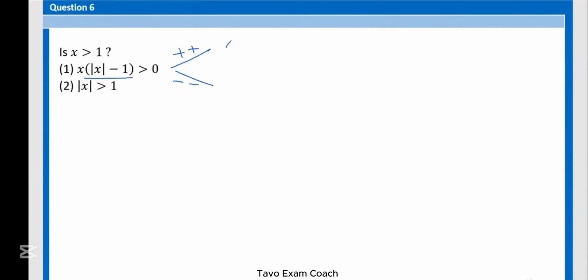So in the first case, considering x were greater than 0 and the absolute value of x minus 1 also greater than 0, this would simply mean that the absolute value of x is greater than 1, and because we are assuming x is positive, the absolute value of x would then simply be x. So the equivalency of this is x is greater than 1.